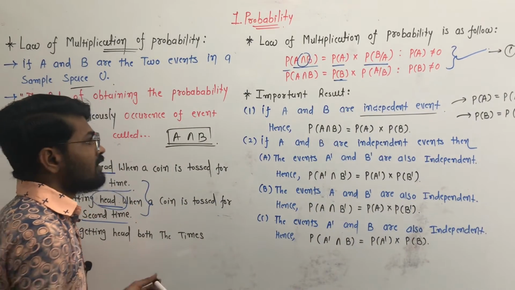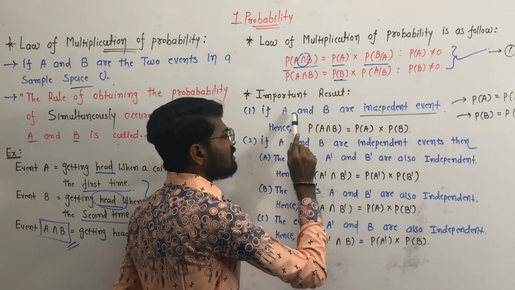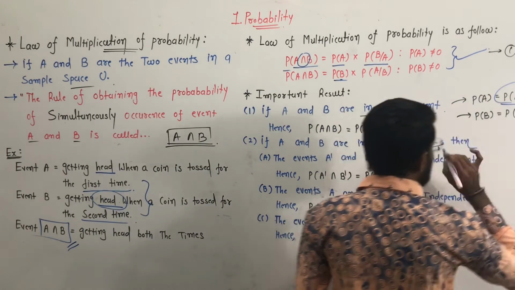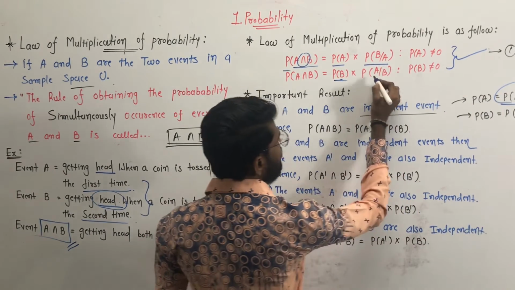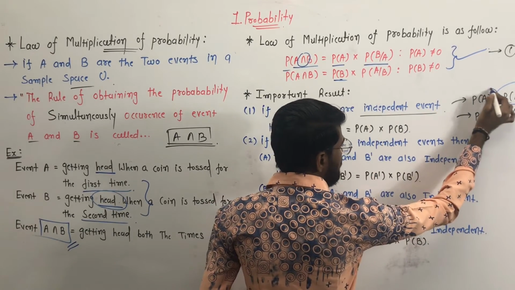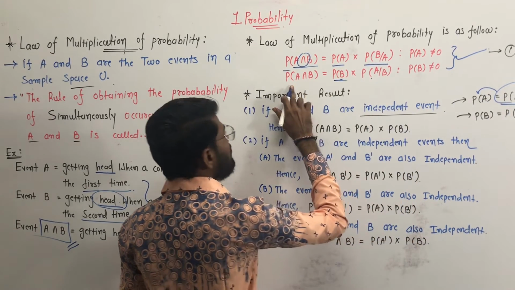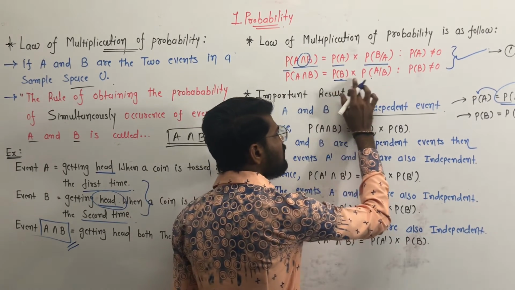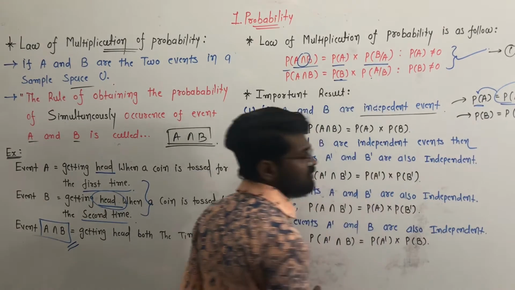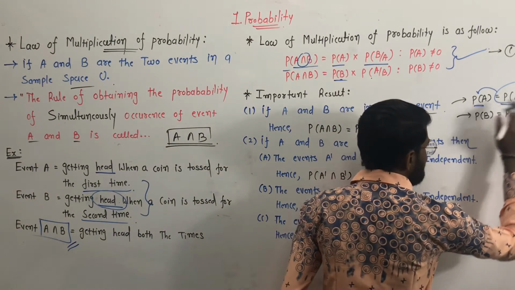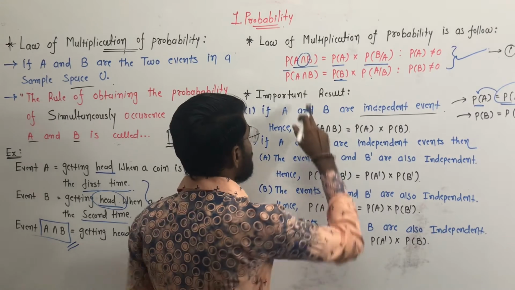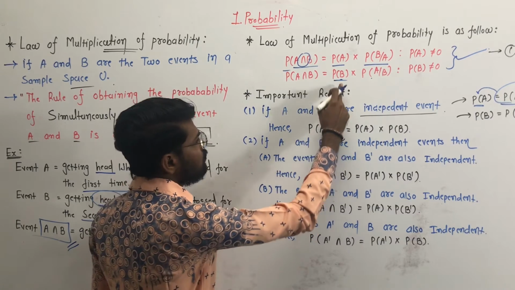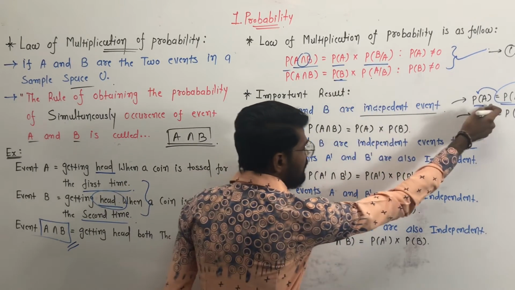So here we assume that events A and B are independent, so we can write P of A slash B is equal to P of A. Putting the value of P of A slash B as P of A, we can write that the probability of the intersection of events A and B is equal to P of B multiplied by P of A.